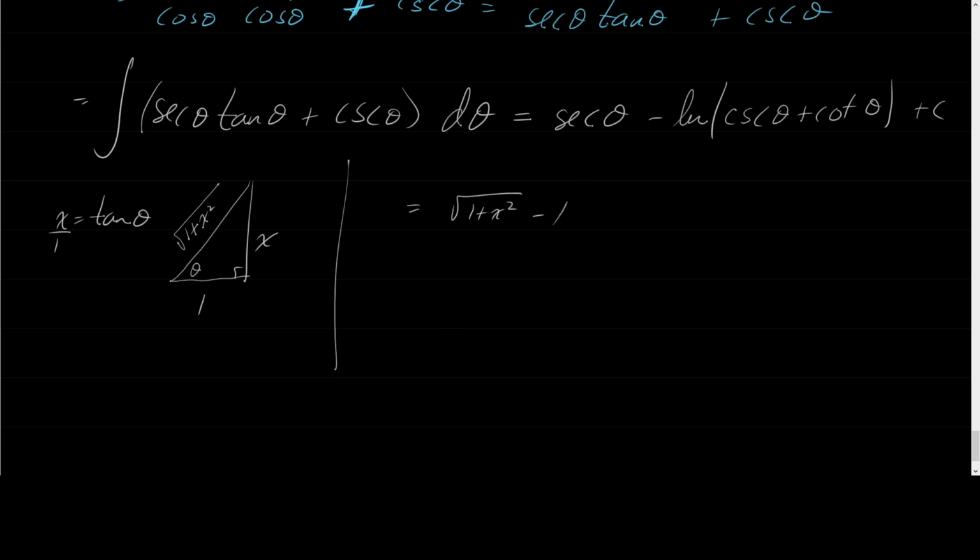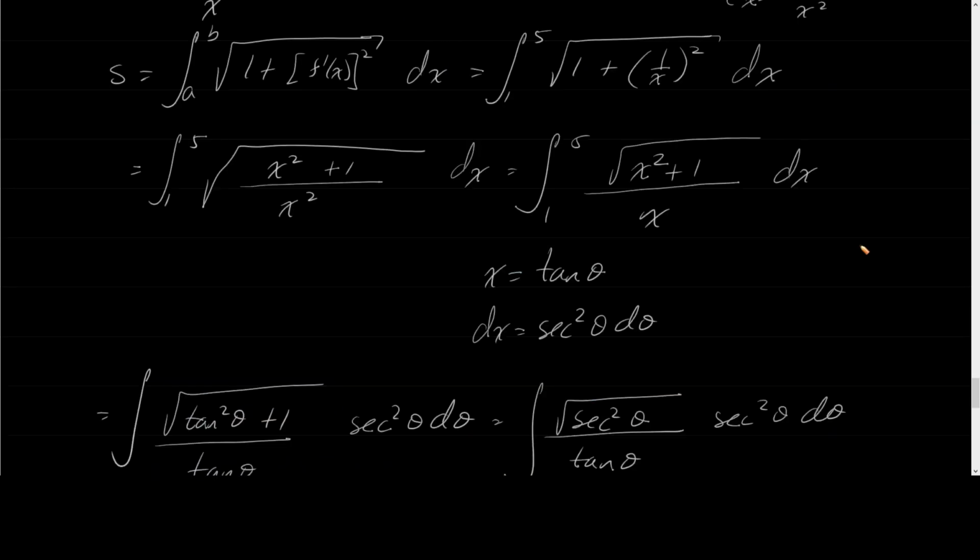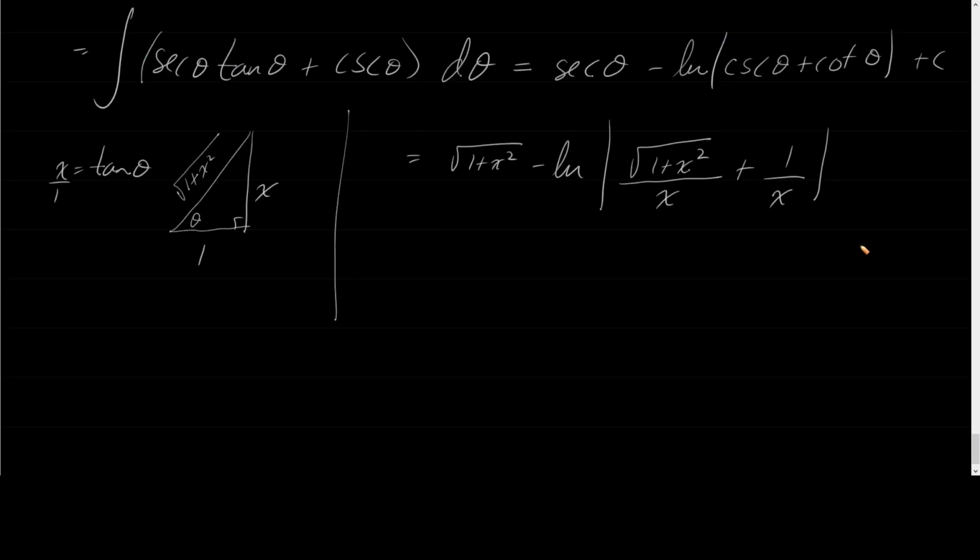All right. Minus ln of the absolute value of cosecant. Cosecant is a reciprocal of sine. Sine is opposite over hypotenuse, so I get hypotenuse over the opposite. The square root of 1 plus x squared over x plus cotangent. Cotangent is a reciprocal of tangent from SOHCAHTOA. Tangent is opposite over adjacent, so I have adjacent over opposite. And both not plus c anymore, right? Because now that I have it back in terms of x, I can apply my bounds. And my bounds were from 1 to 5. All right, so we're going to evaluate all of this from 1 to 5.